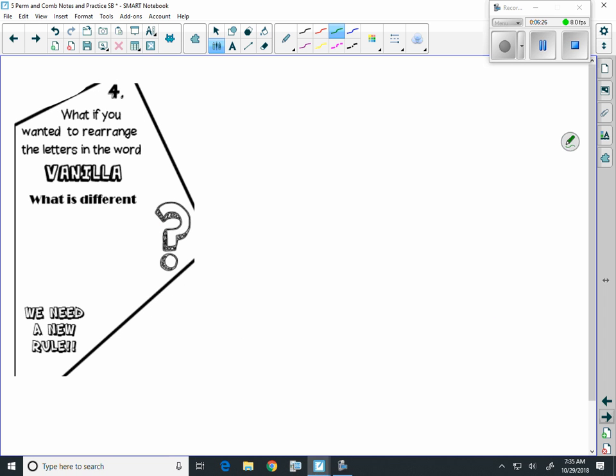All right, number 4. What if you wanted to rearrange the letters in the word vanilla? What's different? Yes, there are 2 letters repeated. L is repeated. So that brings up a problem. So we'll say here, there's repetition. We need a new rule for this. We're going to add on to our factorial rule.